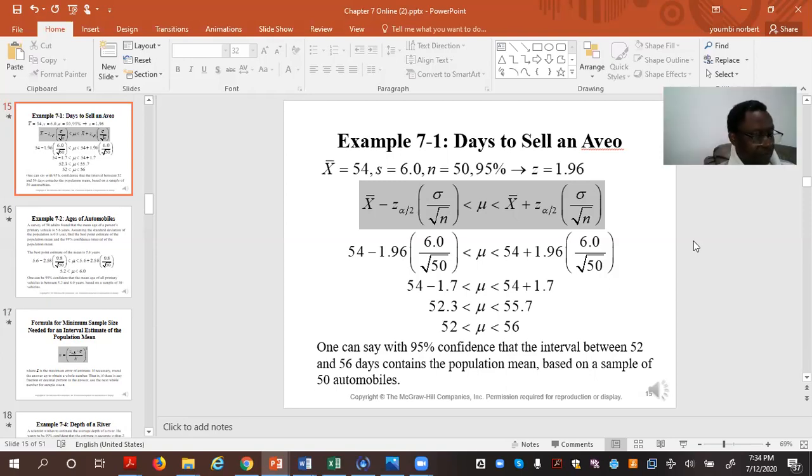Are you good? I'm still writing it down. The mean, the X is 28.1. Z alpha over 2 is 1.96. Sigma is 4.7. N is 40. So sigma just stands for standard deviation, yes, for the population standard deviation. For sample, it is S.